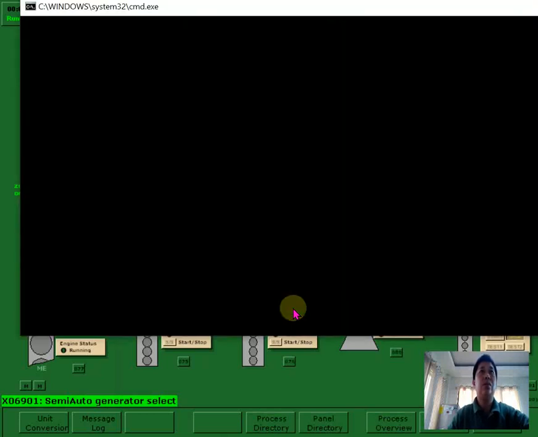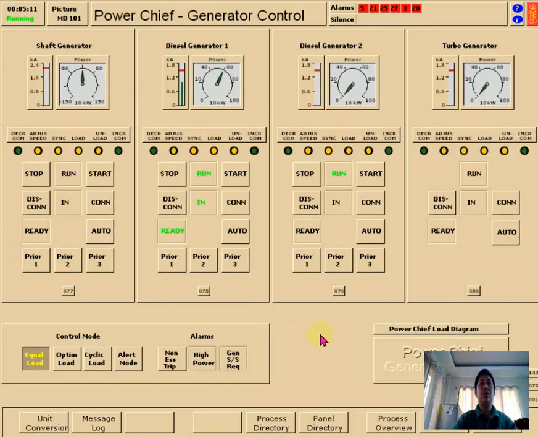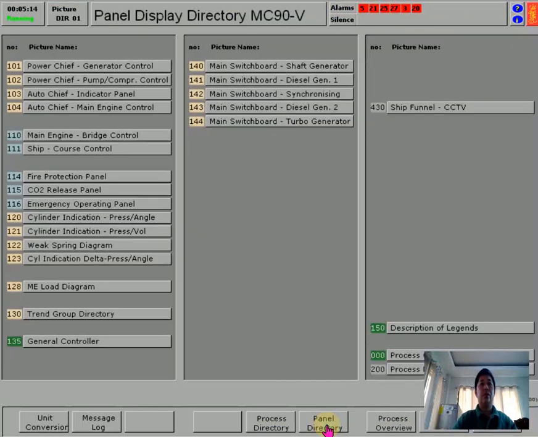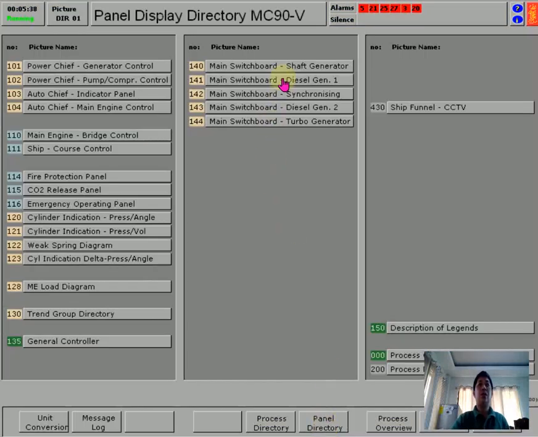panel directory. Where power chip generator control, power directory, synchronizing. So I will put this one into the semi automatic synchronizing. I will put into Digito. So I can put also here on Digito the synchroscope. Now the synchroscope is running. So I can synchronize here as well as here.